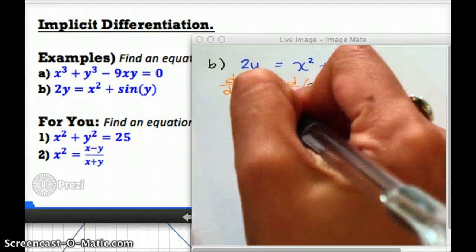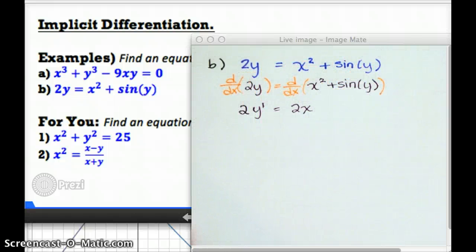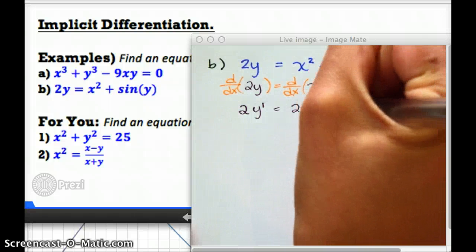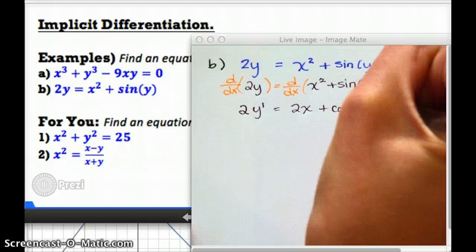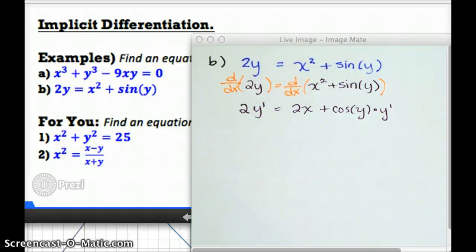On the other side, the derivative of x squared is just 2x, and that's just a normal 2x because x is not a function, it's just a variable. And then the derivative of sine of y is cosine of y times y prime, and that's that chain rule. Okay, what's the next step?